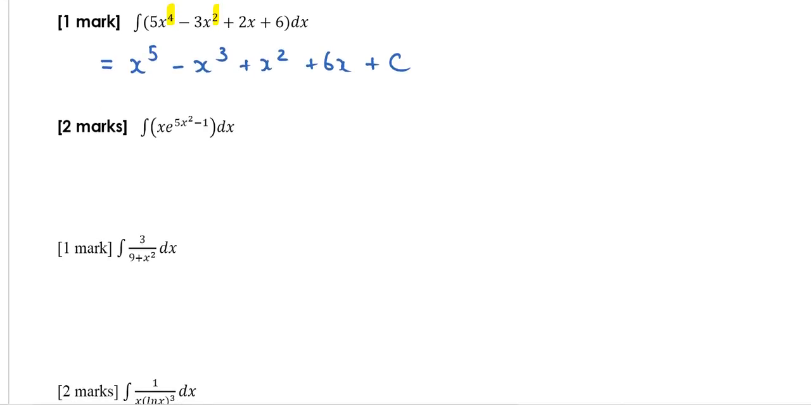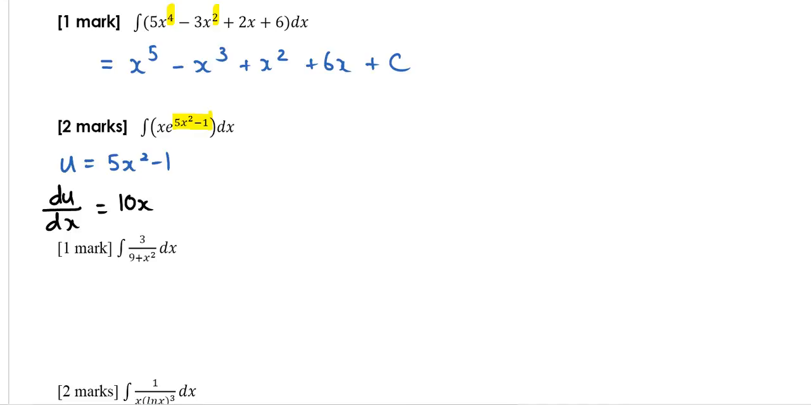Okay. For the next question, this is going to be a u substitution question. So I'm going to let u equal my exponent there. So if I let u equal 5x squared minus 1, and then take its derivative, du by dx is going to be 10x.